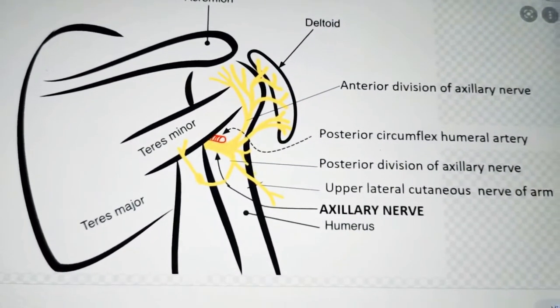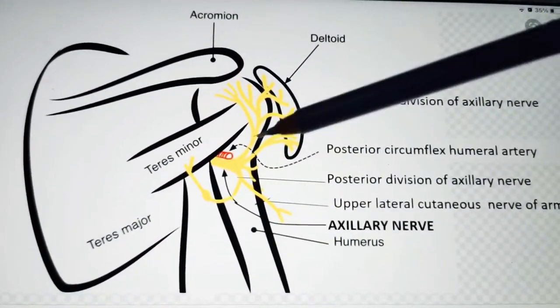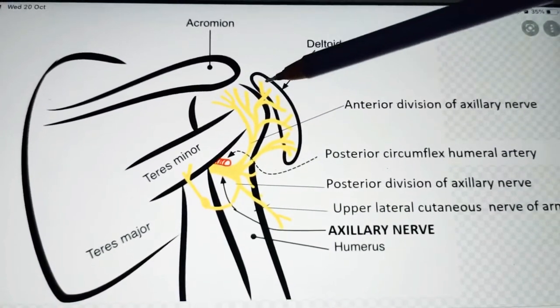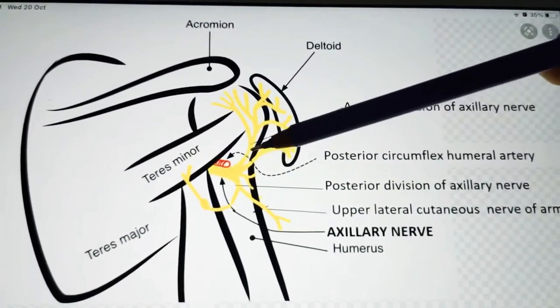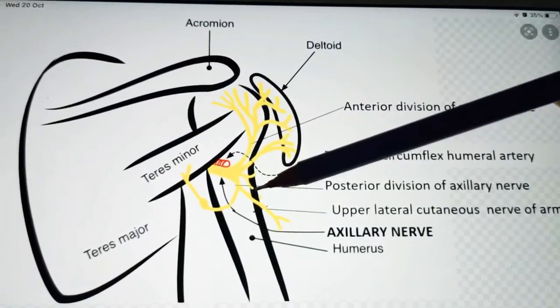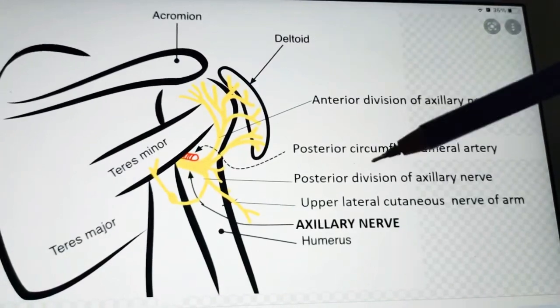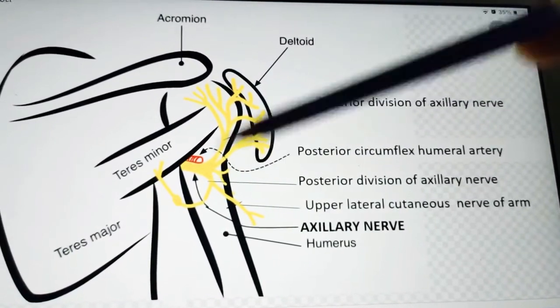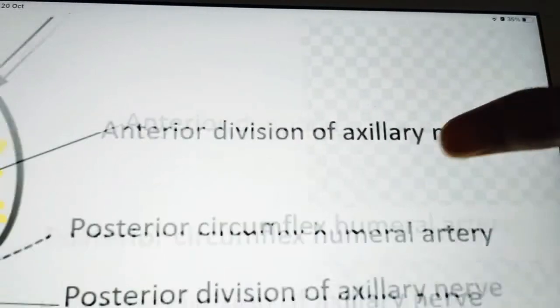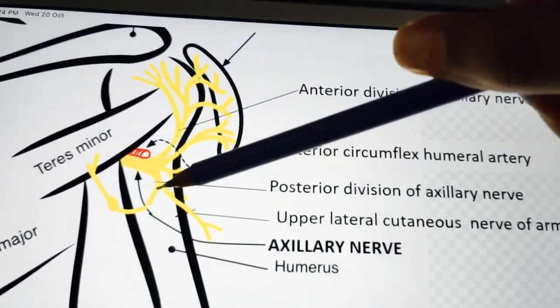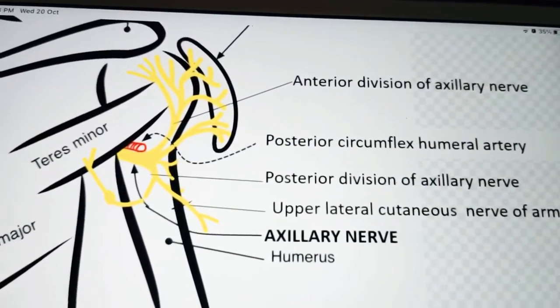Now we need to discuss the axillary nerve. You can see this is the axillary nerve. It is divided into two branches. One is the anterior branch, you can see this one, and it is divided into the posterior branch also. So this is a posterior division of the axillary nerve. Like this, the axillary nerve is divided into anterior and posterior branches. This is the anterior division, and this is the posterior division of the axillary nerve.